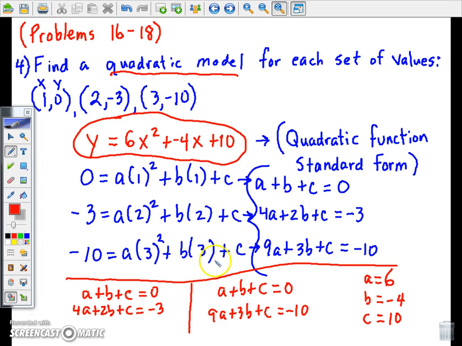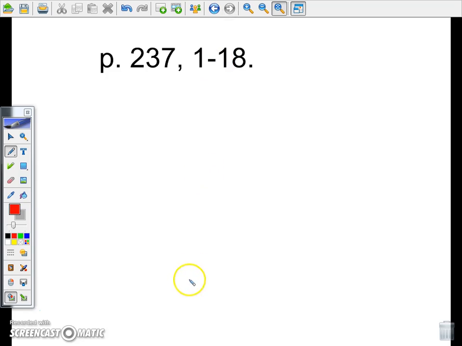Okay? So that's what your typical answer would look like for these 3 problems, 16, 17, and 18. All right, is everybody clear on that? Yes, sir. All right, this is what you're doing. Okay, any questions?